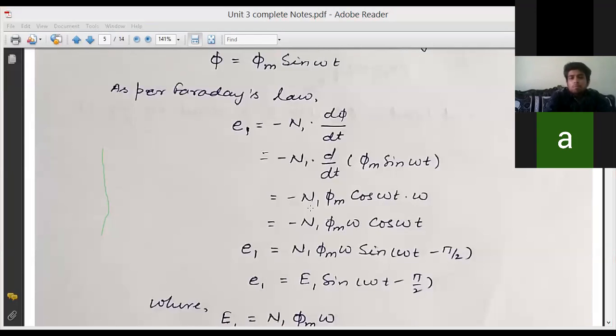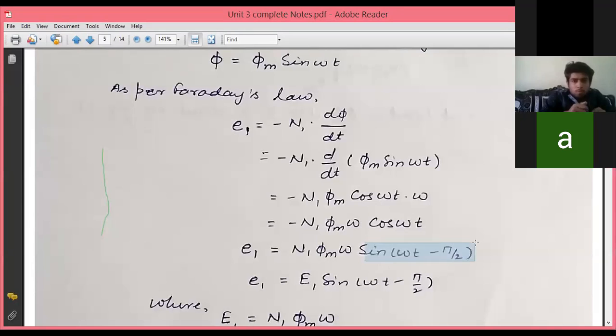I am here. Okay, so now we will go ahead. We will combine this minus sign with the cos of omega t, and minus cos of omega t we will write as sine of omega t minus pi by 2. As we had already discussed in the class, whenever we need to write a sine expression, we will use this kind of setup. The rest of the portion, N1 phi m into omega, we will write simply as E1, that is the maximum voltage induced.